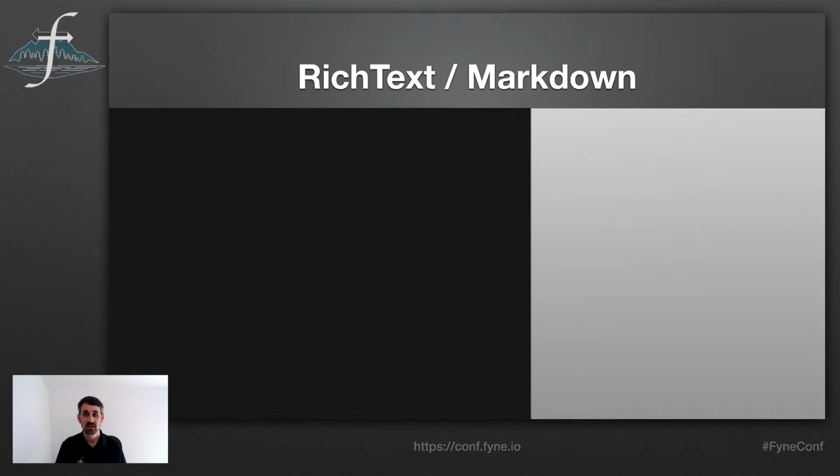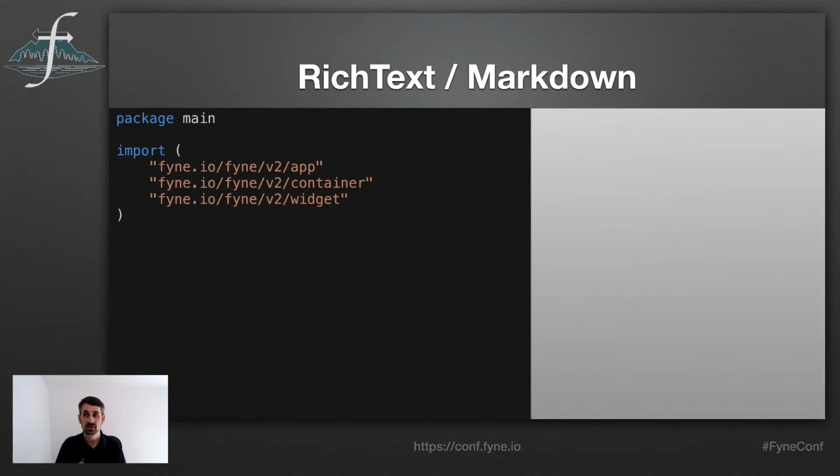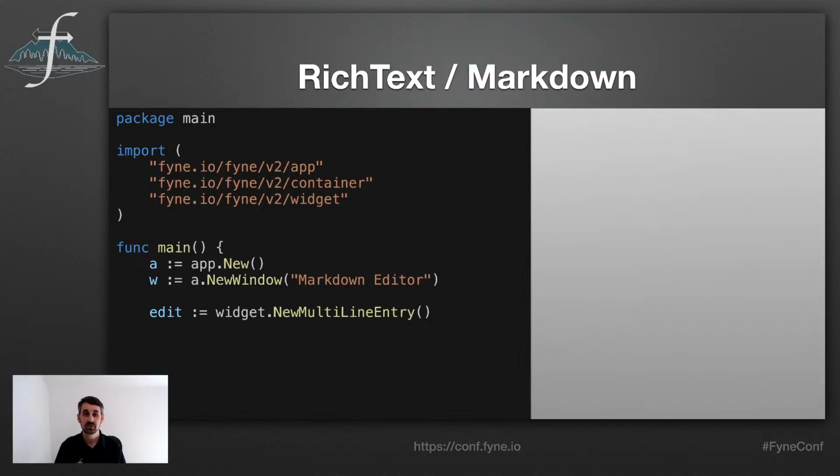Rich text, yes. This one, I just want to step through a little bit of code. I think it shows quite well what it's capable of. So we'll start our main package and we'll do the standard imports, app, container, and widget. More details about them in the next presentation about the architecture. We'll open our main function and create a new application. Again, all standard if you've ever made a Fyne app. And we'll create our new window titled Markdown Editor. We'll create a new entry, this time a multi-line entry, because we want to be able to edit larger amounts of text. And we'll create a rich text widget.